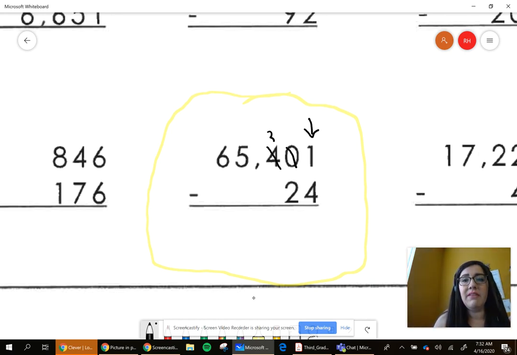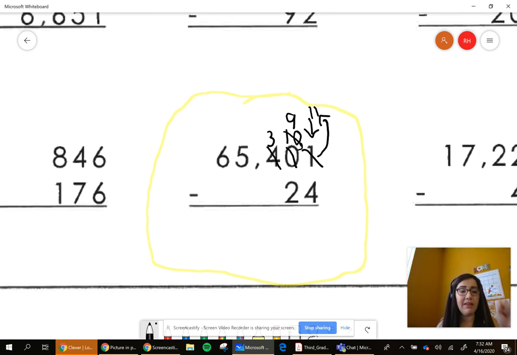The neighbor's going to give him 1. So now he has 10. And this neighbor, 400s, now has 300s. Now you can borrow from him. So I know that's going to become a 9. And this one's 11 because they gave you 1 more. 11 take away 4, 11, 10, 9, 8, 7. And 7 plus 4 is 11. 9 take away 2, 9, 8, 7.